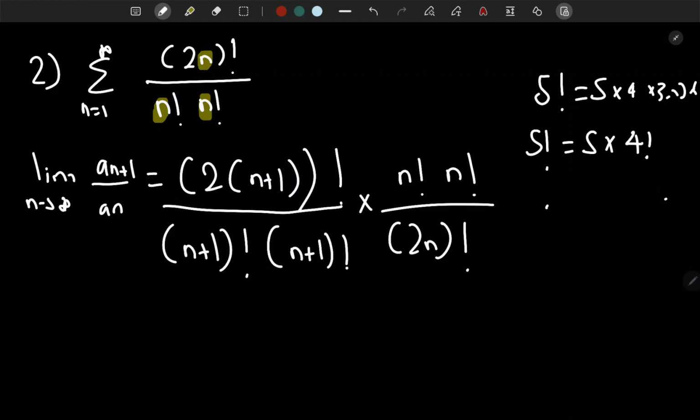But first of all, let's simplify the numerator over here. So we have 2n plus 2. So I'm just going to write that over here.